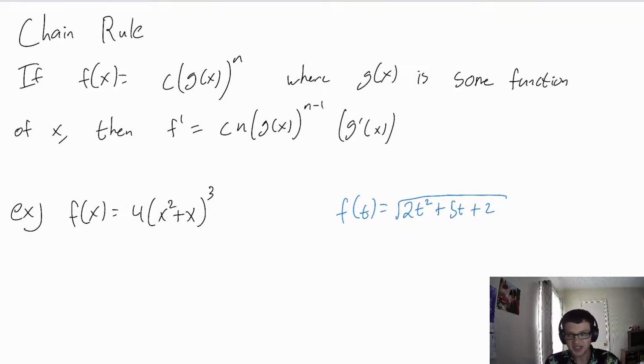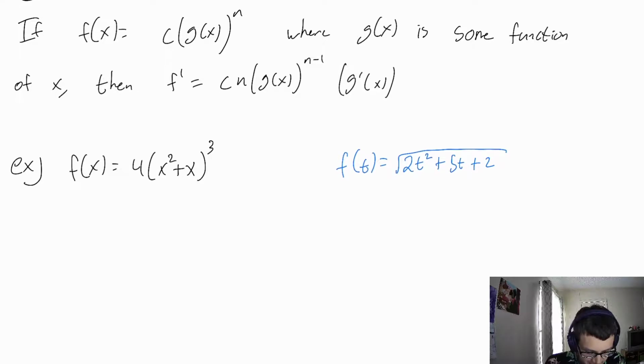And for the purposes of this class, pretty much the only chain rule you have to remember is that if our function f of x is a number times g of x to the n power, where g of x is some function of x, then the way we compute f prime is we kind of follow the same rule as before. We bring the exponent down and subtract 1 from the exponent, but then we have to multiply by the derivative of g of x. So let's see this in action.